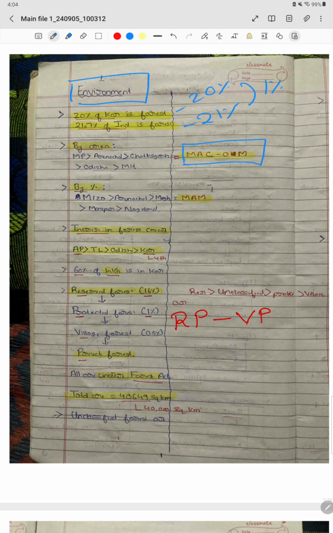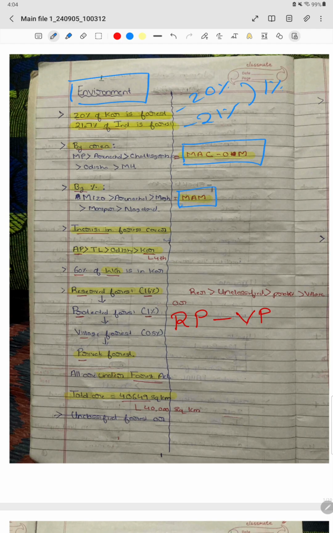So we were discussing that there are two ways of asking the question. One is arrange the forest cover by area, means how many thousand square kilometers it is, and next is by percentage. If we consider by area, the code will be MAC OM. Here M stands for Madhya Pradesh, Arunachal, Chhattisgarh, Odisha, and Maharashtra. Then if they ask it by percentage, the code will be MAM.